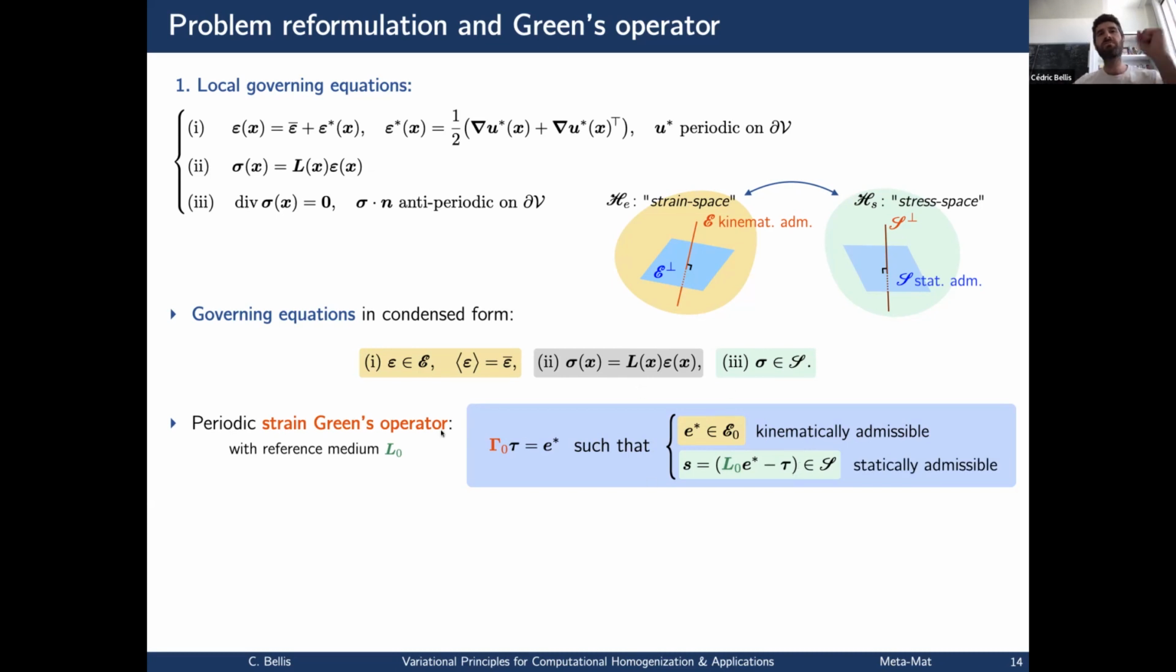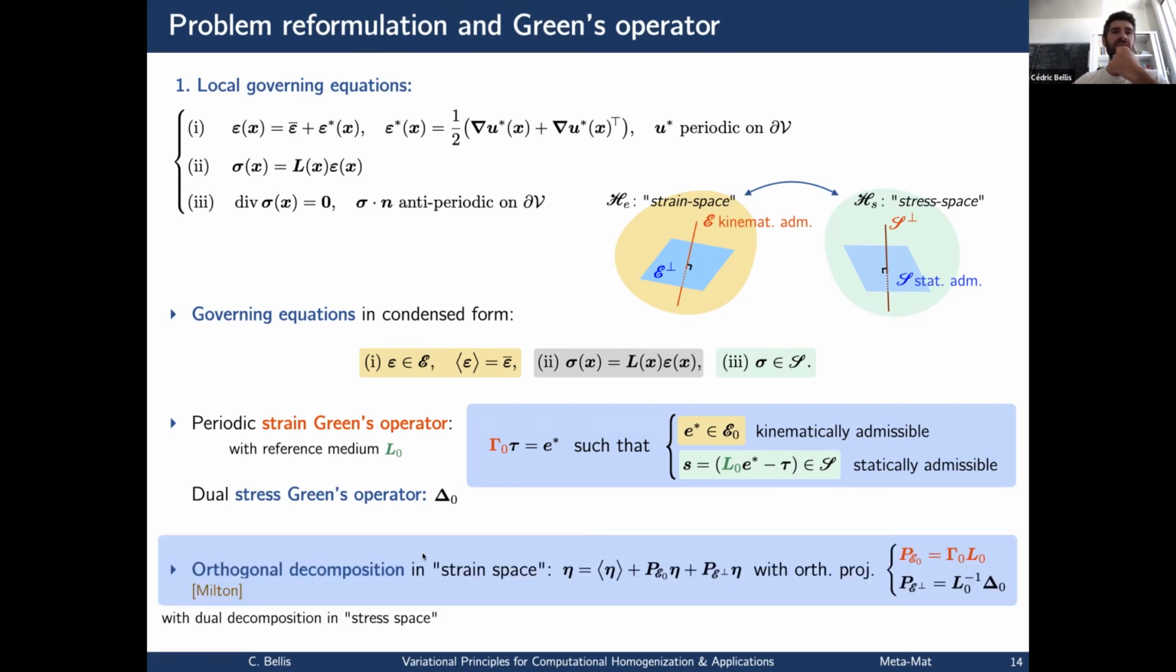Okay, so the Green's operator produces a field that satisfies these conditions. And this is a strain-based Green's operator. We have the dual stress-based Green's operator. The key point to underline here is that, given the definition of the Green's operator, the orthogonal decomposition in the strain space can be expressed in terms of the Green's operator.